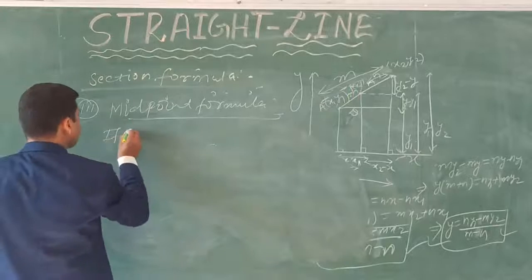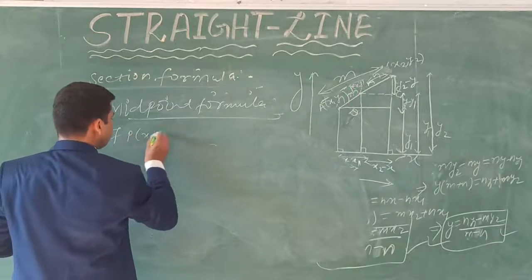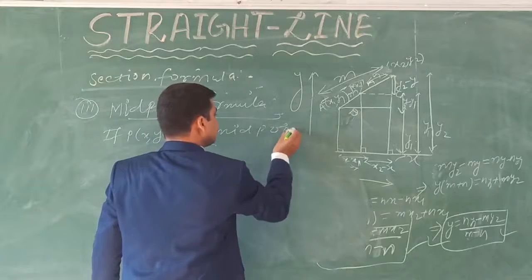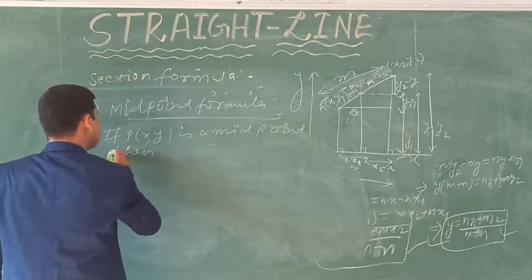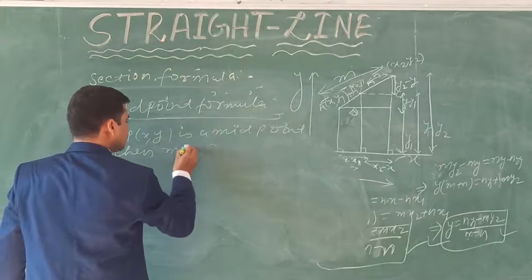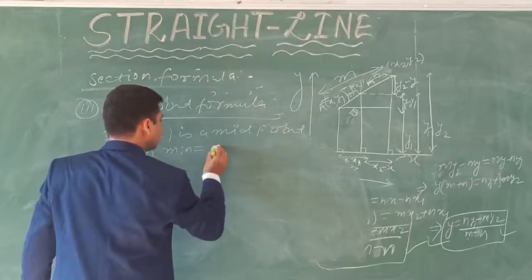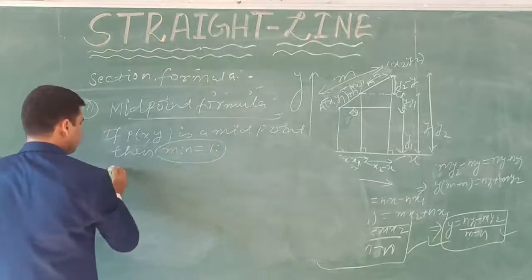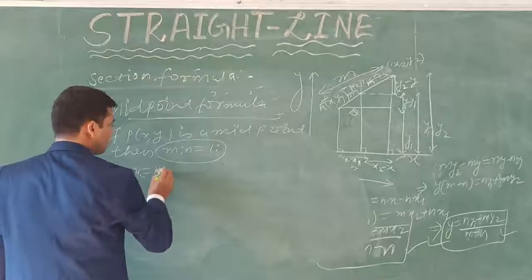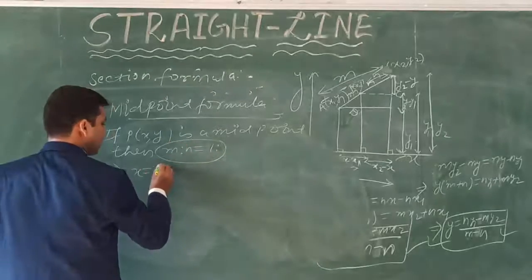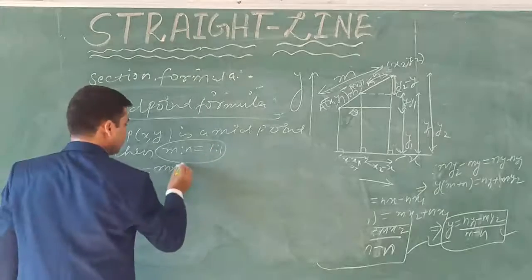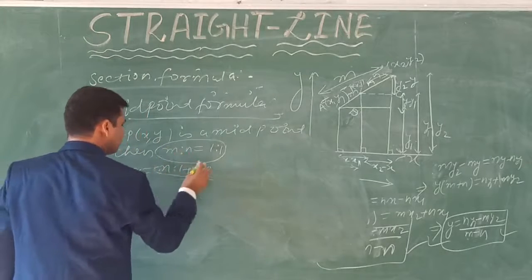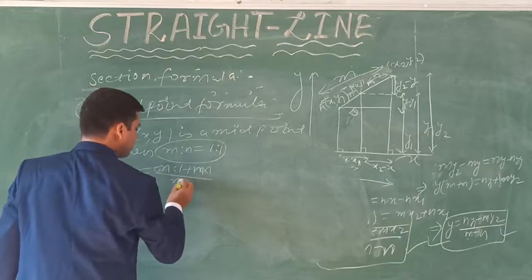If P is a midpoint, then m is to n equals to 1 is to 1. So obviously, you can substitute these values of m and n in the section formula. x equals to nx1 plus mx2 divided by m plus n.